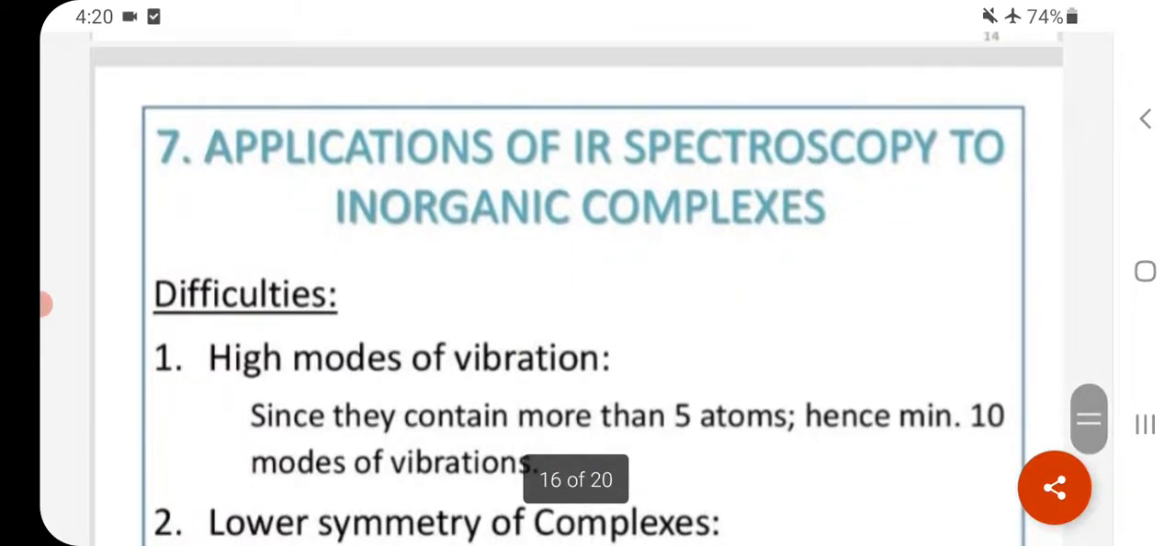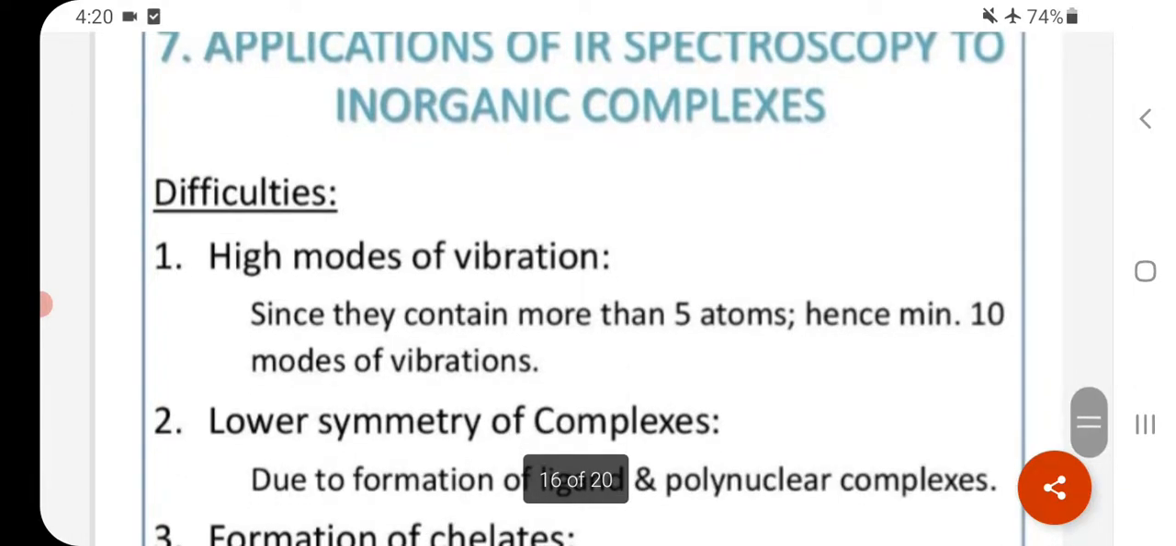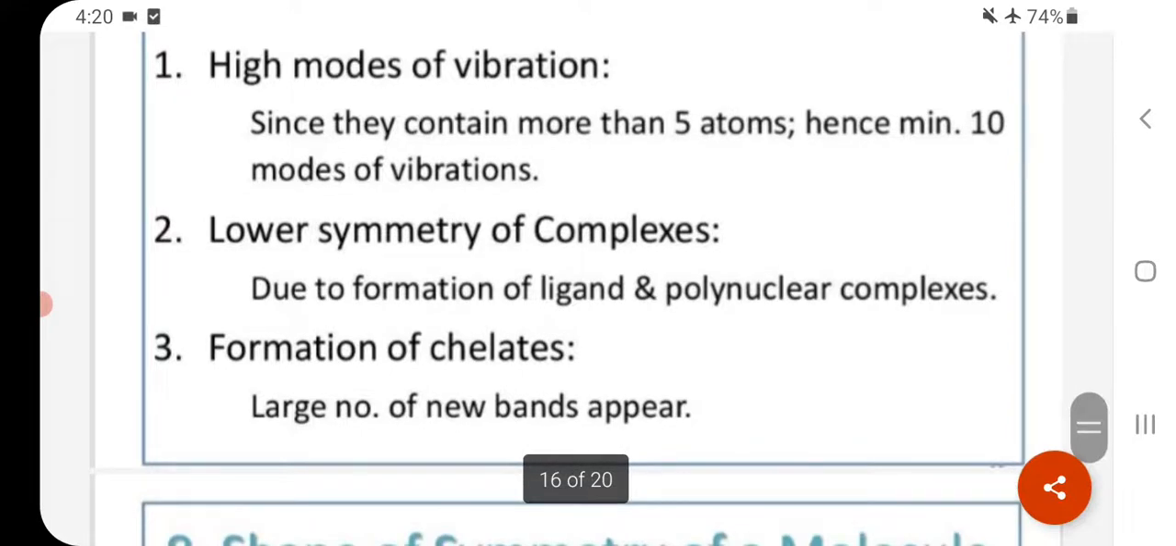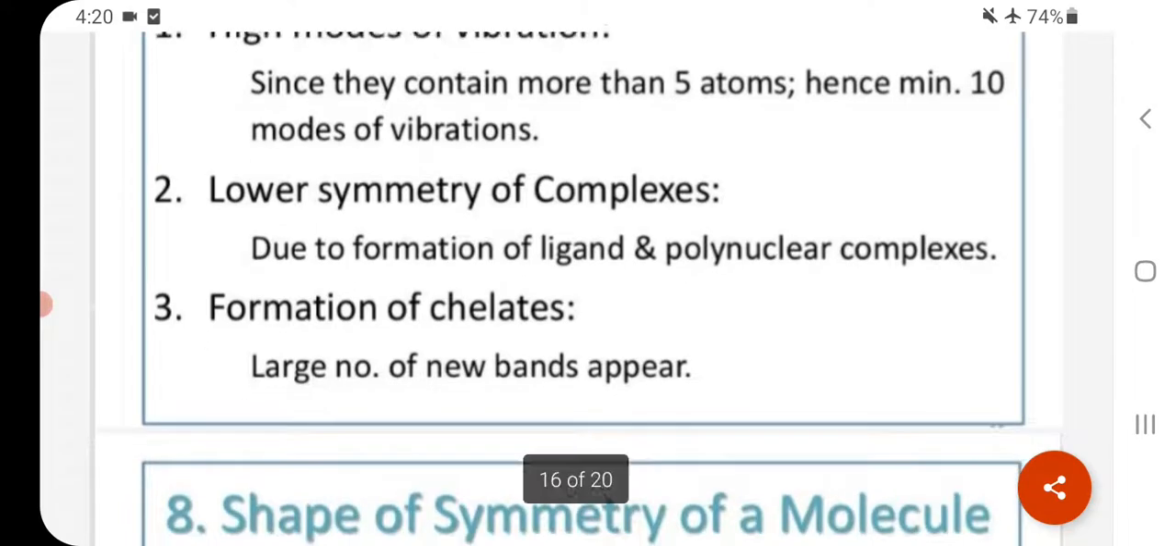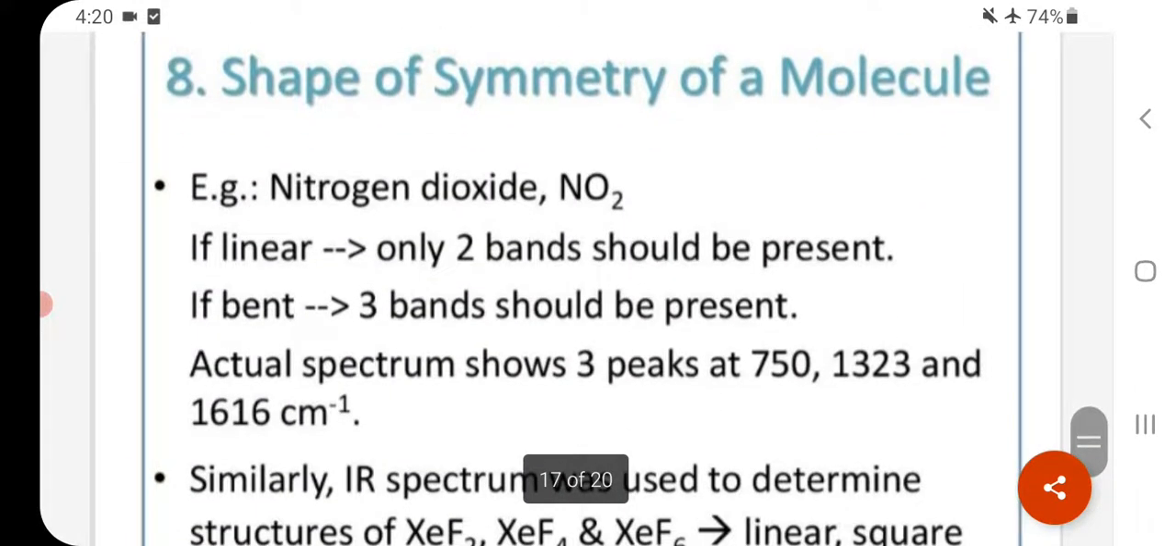Next, application of IR spectroscopy to inorganic complexes. They have high modes of vibration, since they contain more than 5 atoms, hence minimum 10 modes of vibration. Lower symmetry of complexes due to formation of ligand and polynuclear complexes. Formation of chelates. A large number of new bands appear. Next, shape of symmetry. For nitrogen dioxide NO2, if linear, only 2 bands should be present. If bent, 3 bands should be present.